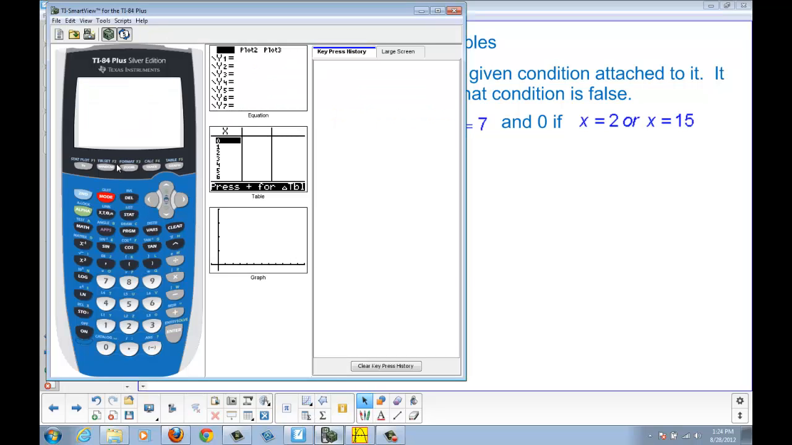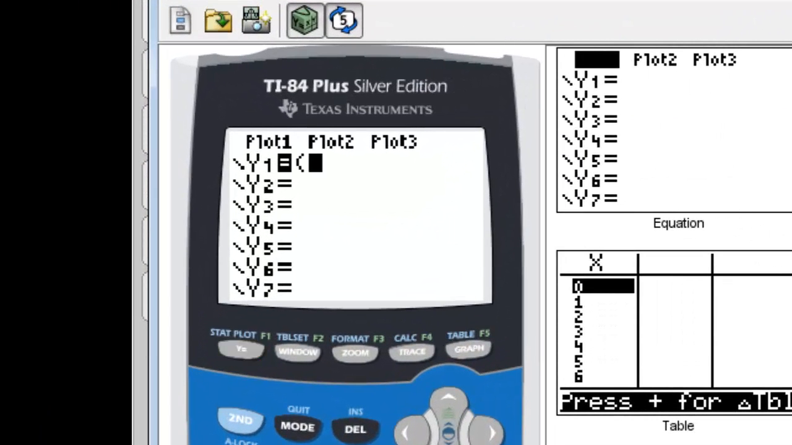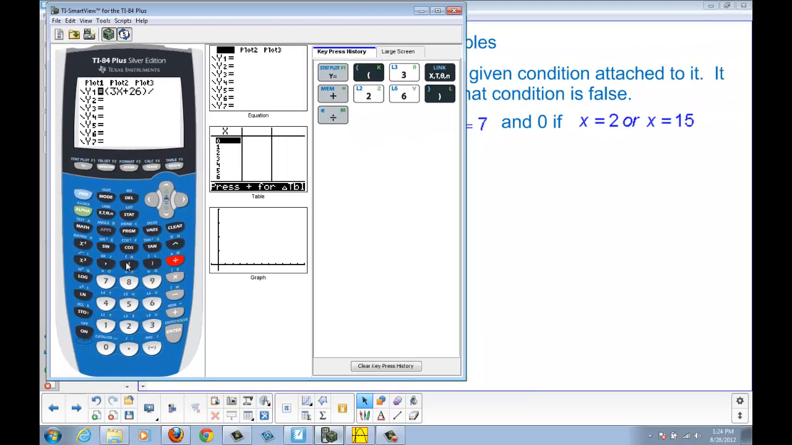So we'll start by going in and entering the function 3x plus 26. We're going to put it in parentheses, and then we're going to divide by this Boolean variable. To divide by this variable, we need to go into the test menu. So we'll start with the parentheses, and we'll say 3. Now we need the condition less than or equal to. We find that in the test menu, which is second math. There it is at number 6. 3 is less than or equal to x.